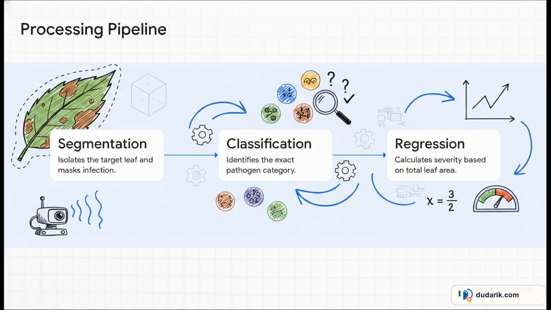And Step 3 is regression. Here the module calculates a severity index by comparing the diseased area to the total leaf area. The real takeaway here, consolidating all this eliminates those separate, disconnected inference steps. That drastically cuts down latency, which, as we know, is an absolute must-have for field robotics.